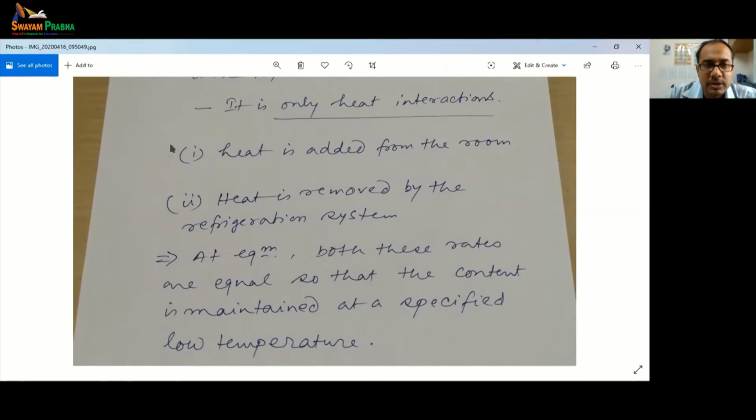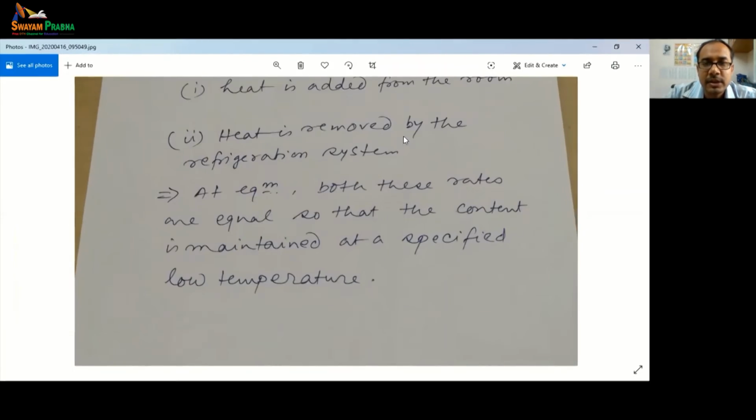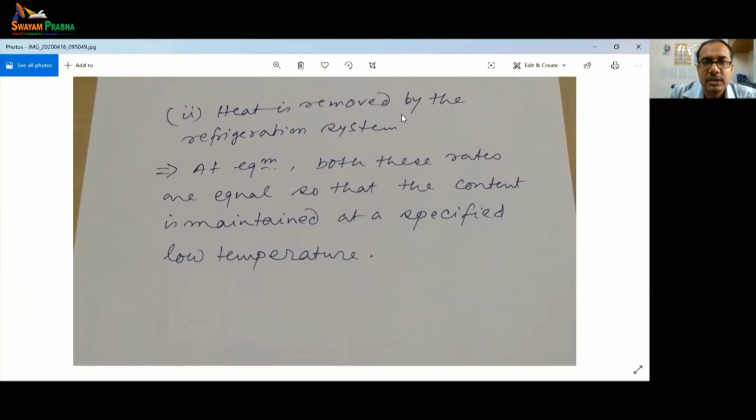Now the first one, the heat is added from the room, because suppose if you switch off the refrigerator, the thing will be heated up to the room temperature. Okay, so heat is constantly getting added from the room, and whatever the refrigerator system is doing is extracting that heat. Okay, the second heat interaction is heat is removed by the refrigeration system.